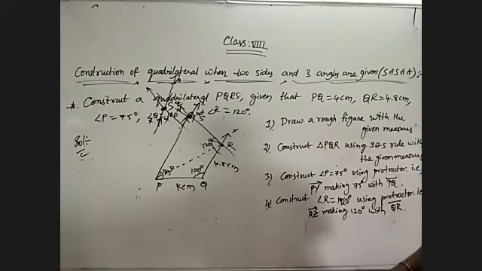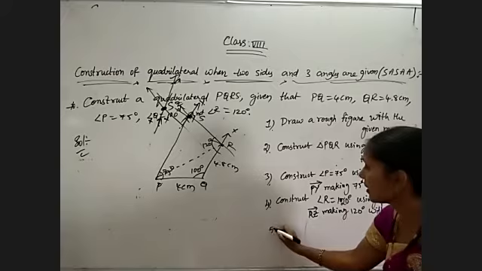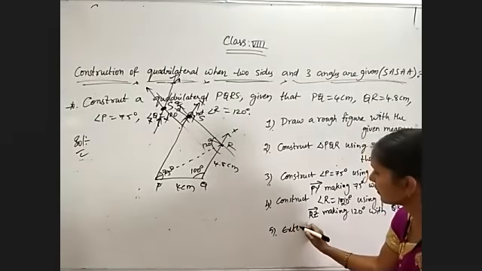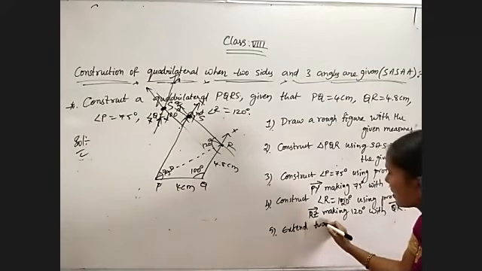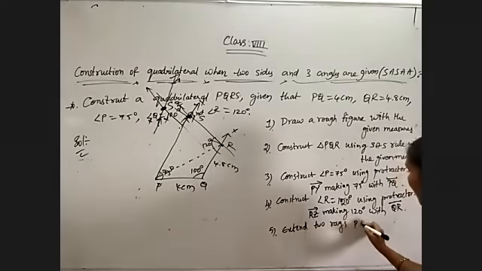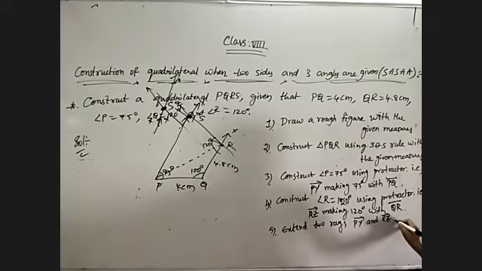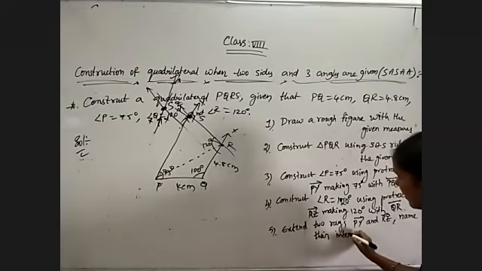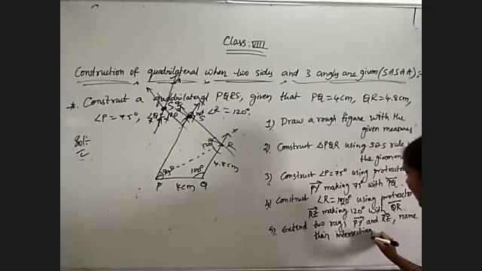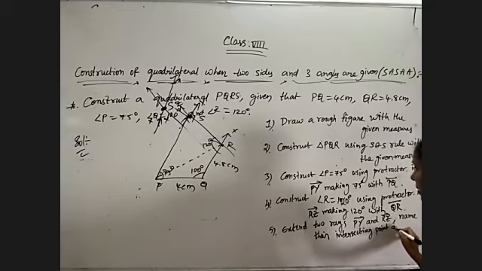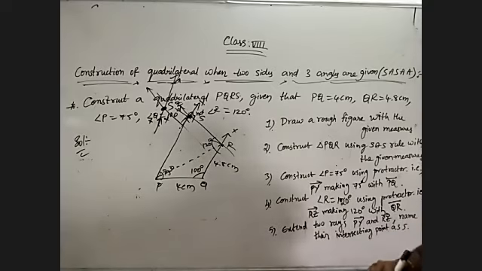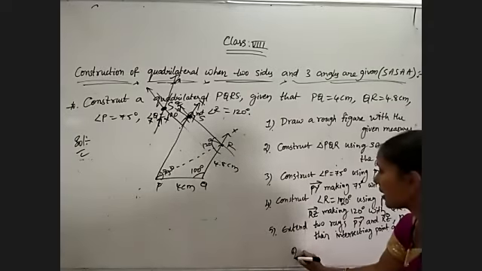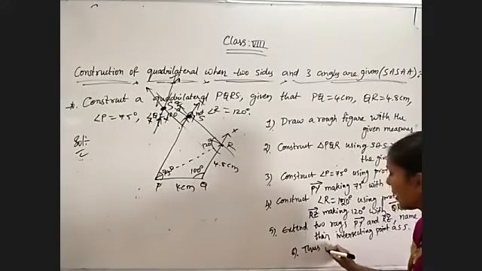Okay. Now extend the two rays PY and RZ and name their intersecting point as S. Thus the fourth vertex also we have formed. Therefore, the required quadrilateral PQRS will be formed.